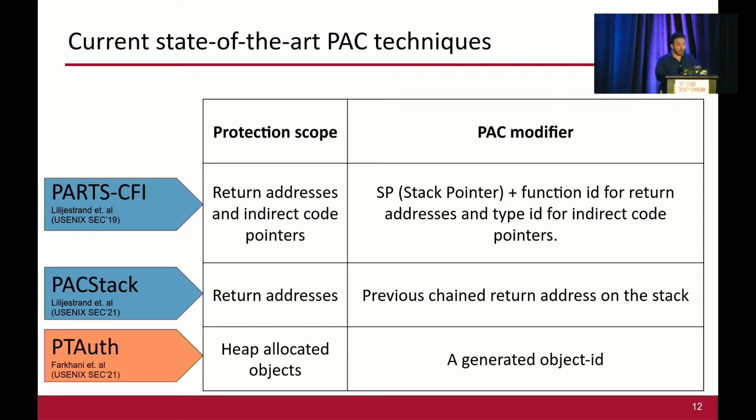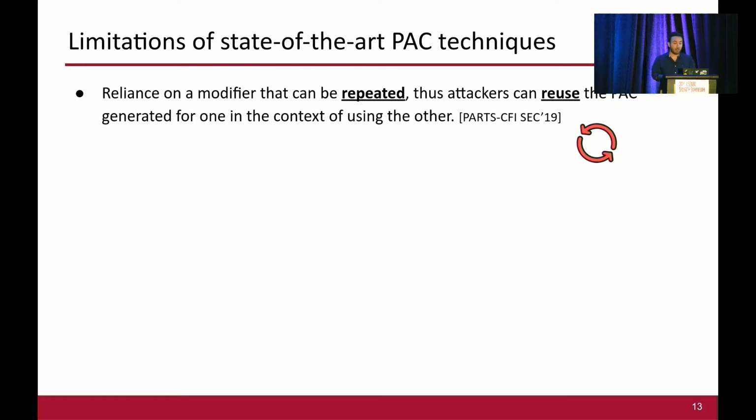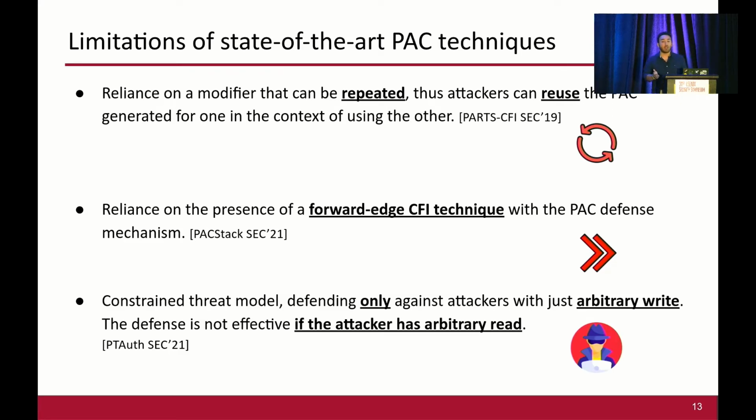And one quick observation in these defenses is that they put a lot of emphasis on the modifier, and thus this showcases its importance. There are limitations present in the current state of the art. One limitation is the reliance on a modifier that can be repeated. This means that attackers can reuse the PACs that are generated. Another limitation is needing a forward edge CFI technique to be present, so that the attacker cannot skip the instrumentation. And another limitation of some techniques is the reliance on a weaker threat model with only arbitrary read.